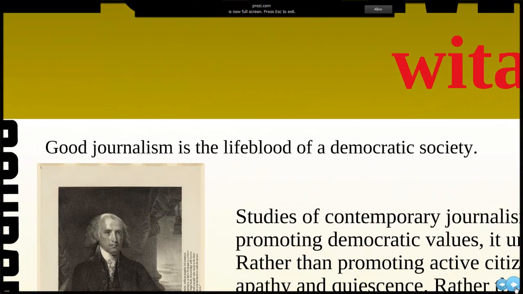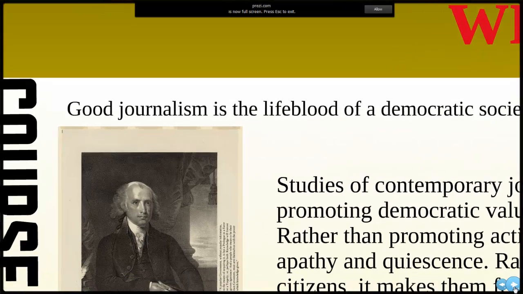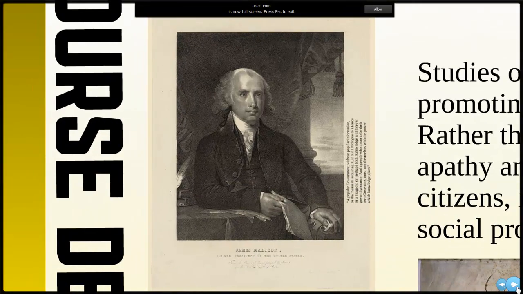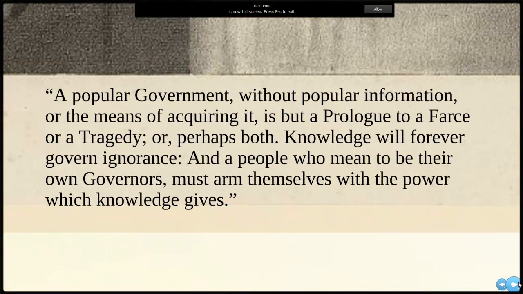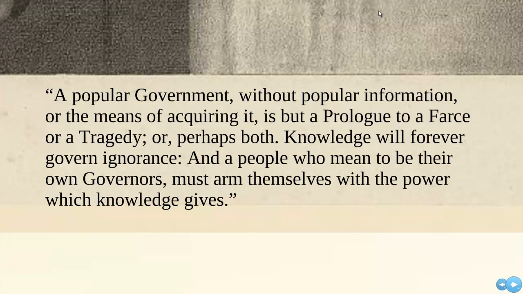The idea underlying the course is that good journalism is the lifeblood of a democratic society. As James Madison once said, a popular government without popular information or the means of acquiring it is but a prologue to a farce or a tragedy, or perhaps both. Knowledge will forever govern ignorance, and a people who mean to be their own governors must arm themselves with the power which knowledge gives.